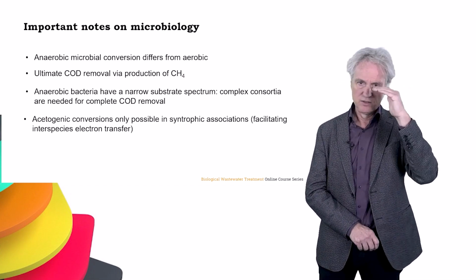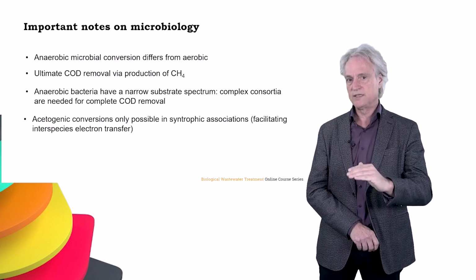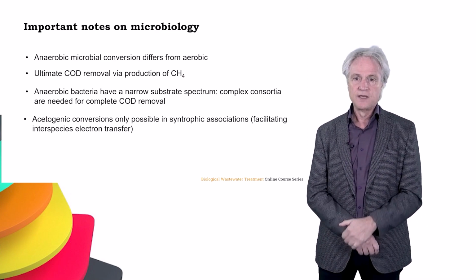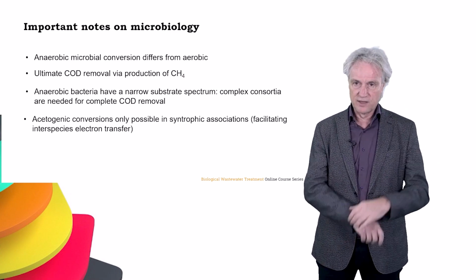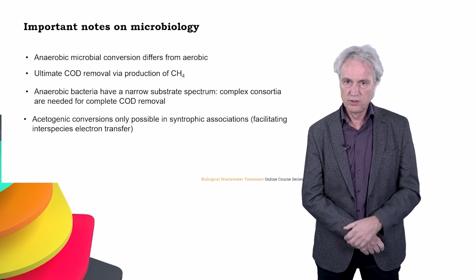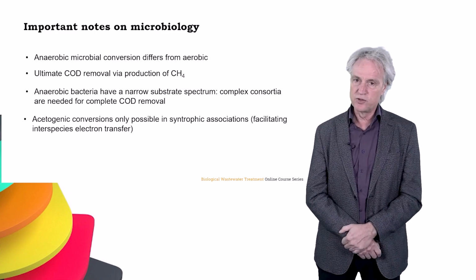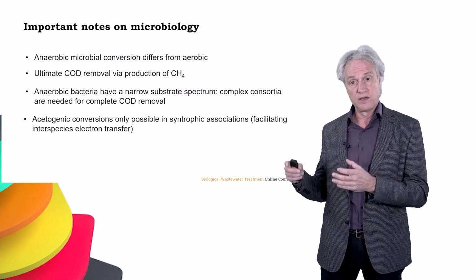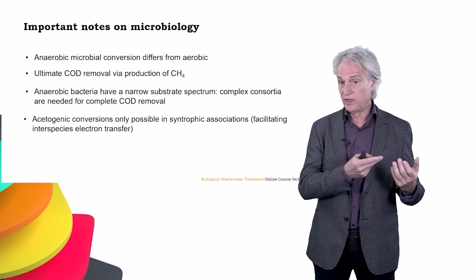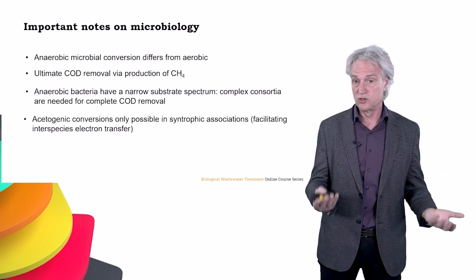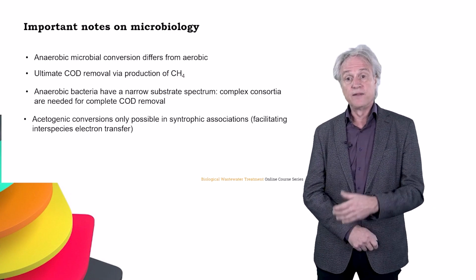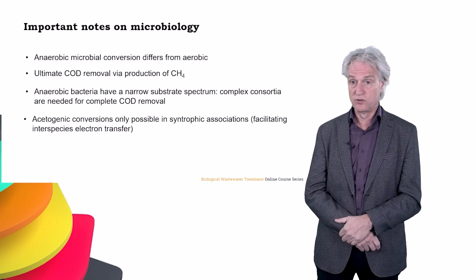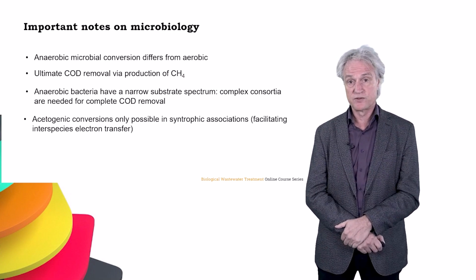So hydrolysis, acidogenesis or fermentation, acetogenesis, and then finally methanogenesis. Now inside this complex conversion, clearly the acetogenic conversions are most difficult. And they only proceed when we have a syntrophy between the hydrogen producers and the hydrogen consumers. And they facilitate this interspecies hydrogen transfer or interspecies electron transfer.